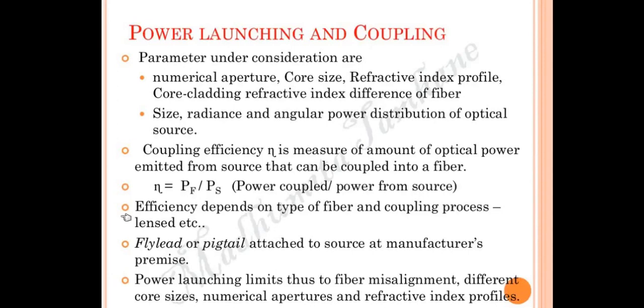The next part is the coupling efficiency. Eta is the measure of the amount of optical power emitted from the source that is coupled into a fiber. So that is the eta we can find. Next, the fly lead or pigtail is attached to the source at the manufacturer's premises. How do we get that? In order to get this, we should know the power launching, which is limited by fiber misalignment. The different core size, numerical aperture and refractive index profiles lead to the value for it. Clear? We need to understand this while designing the power launching and coupling. Clear? So next we proceed with the next concepts.